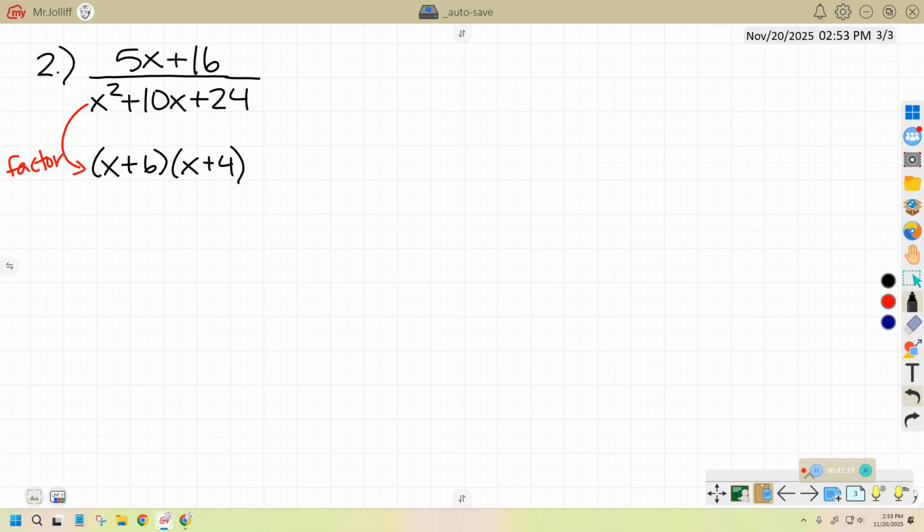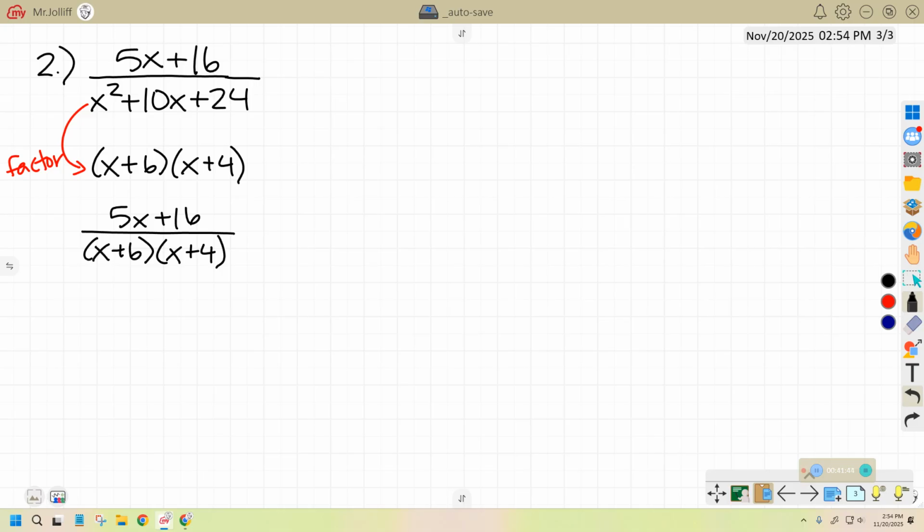Perfect. So I know I rewrite the fraction with that denominator. So now my fraction looks like 5x plus 16 over x plus 6, x plus 4. Children, stop fighting. Focus, children, focus. Put your phone away.